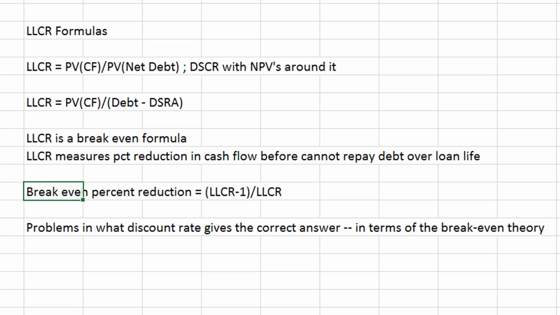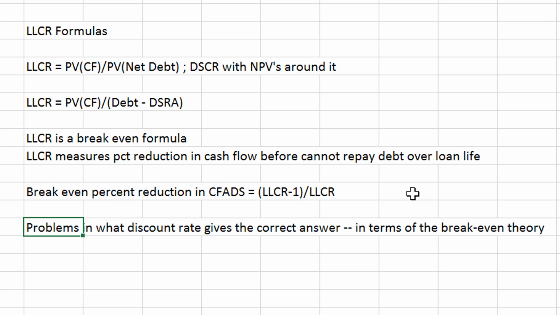And the way you measure the break-even is our standard formula, where you say LLCR minus 1 divided by LLCR. So if the LLCR is 2, you take 2 minus 1, which is 1, divided by 2, which is 0.5. That is the cash flow break-even, the percent reduction in CFADS. That's what it is really supposed to be doing.